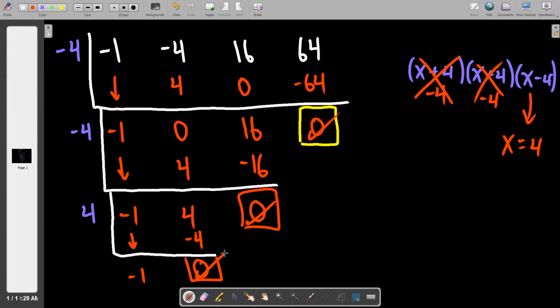Check, check, check. That's a verification that those are in fact factors. Let's do another one.